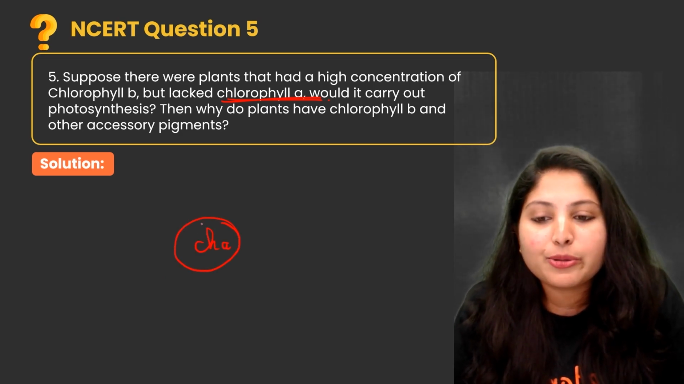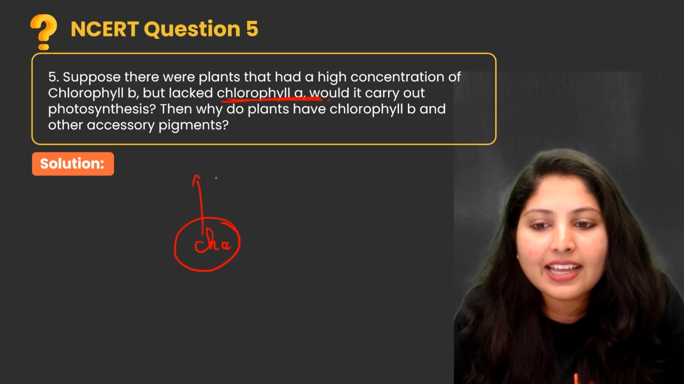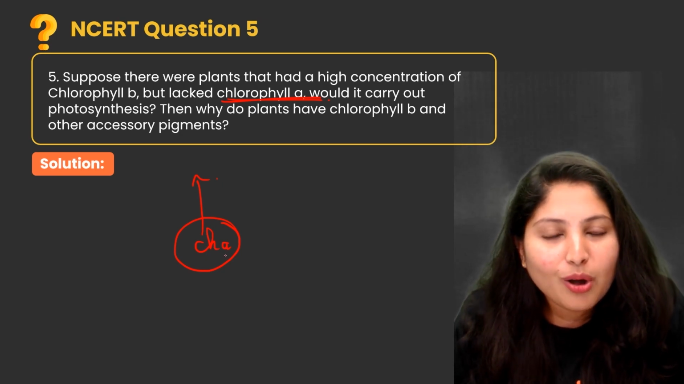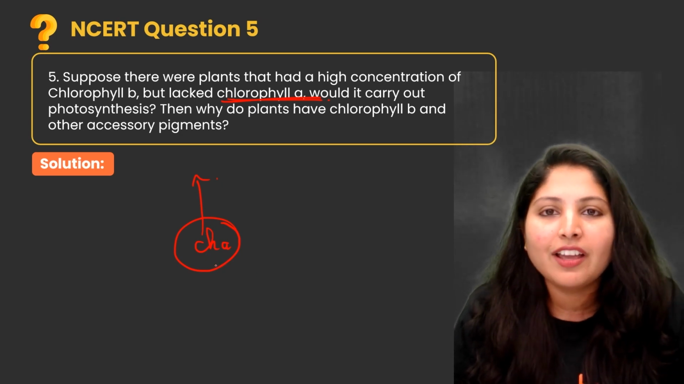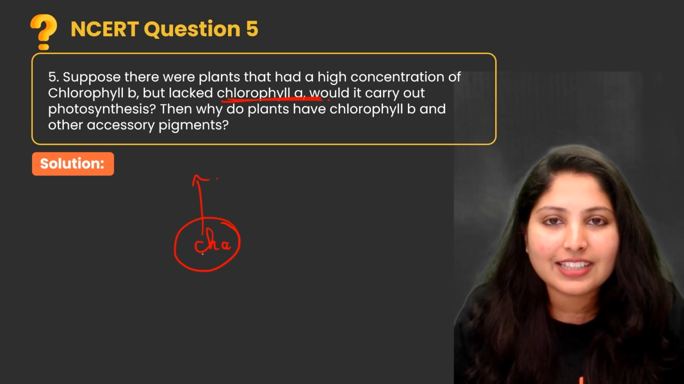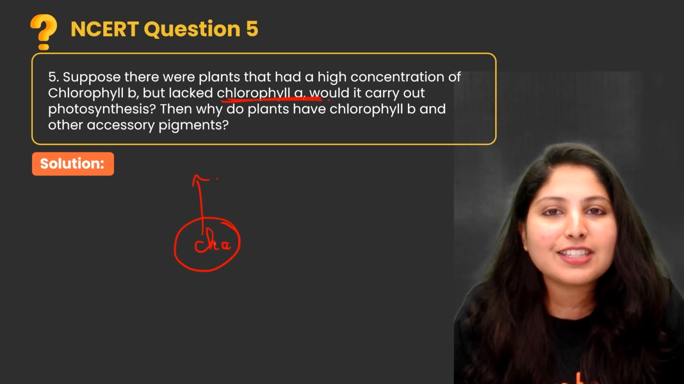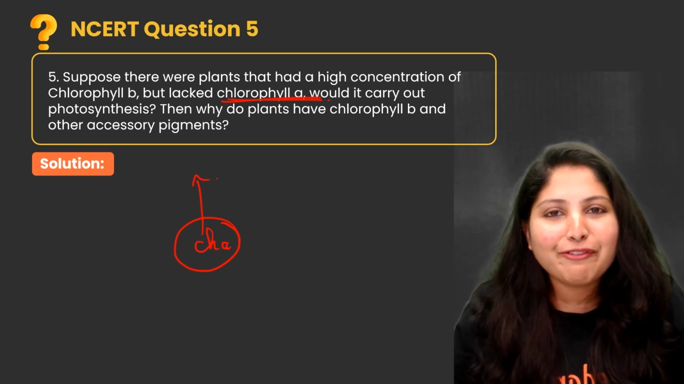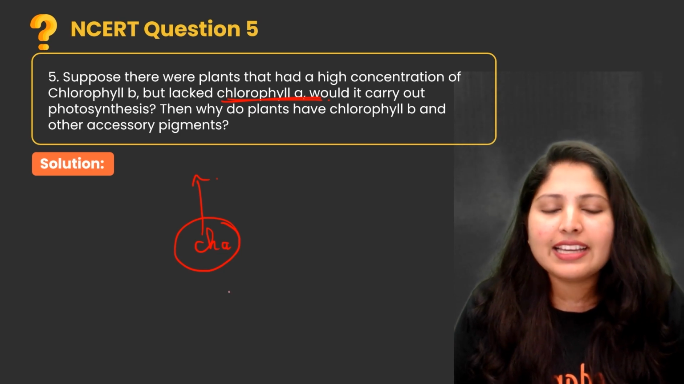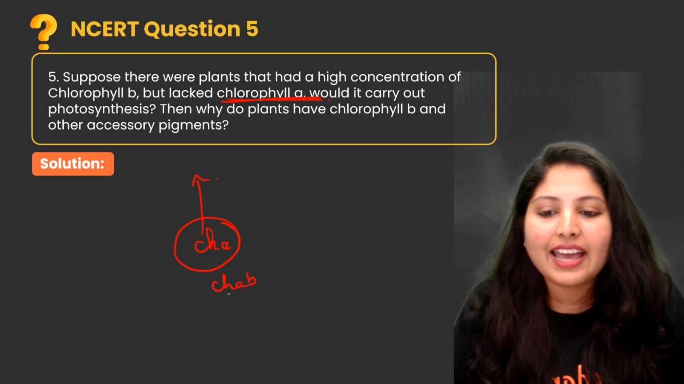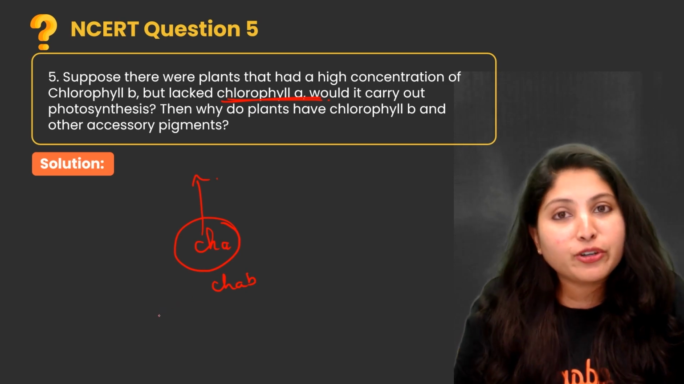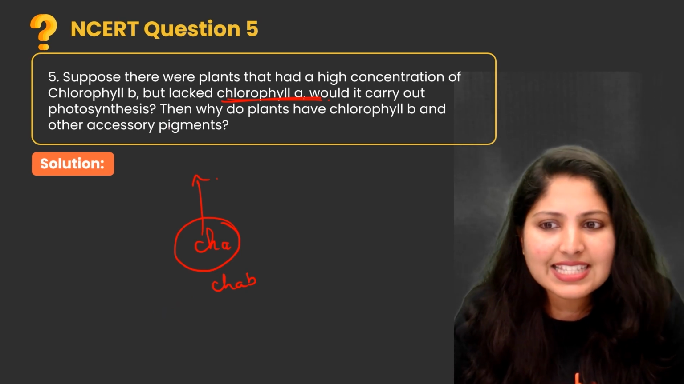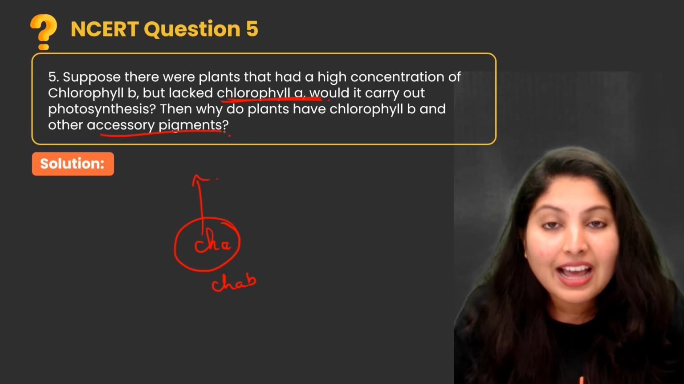From here, the electron has to be transported to a high level, which means it has to be excited, right? So if there is no chlorophyll A, then there is no first reaction, that is the light reaction. When there is no light reaction, there is no dark reaction also, right? There is no photosynthesis at all. Then why chlorophyll B and chlorophyll C or phycobilin and carotenoid? These are all called accessory pigments.